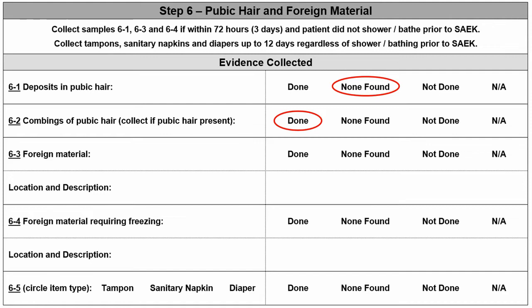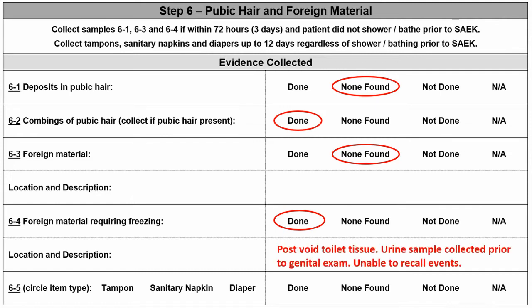6-3, foreign material, none found. 6-4, foreign material requiring freezing. Here we circle done and we make a note with respect to the location and description: post-void toilet tissue. The urine sample in this case was collected prior to the genital examination, and the patient was unable to recall events. 6-5, none found.